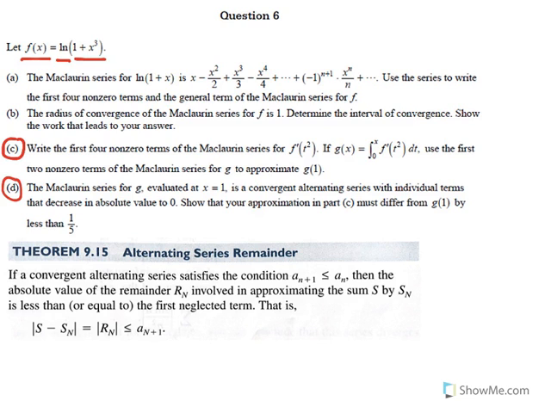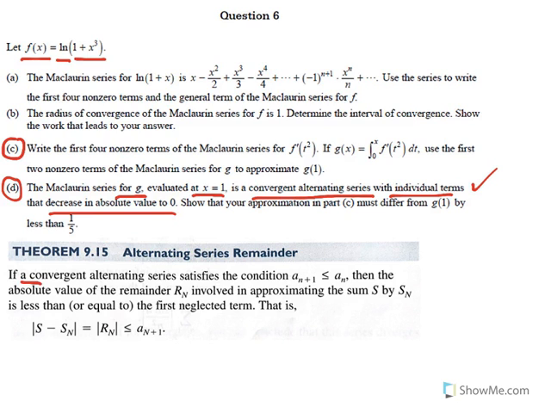In part D, it says the Maclaurin series for g, evaluated at x is equal to 1, is a convergent alternating series with individual terms that decrease in absolute value to 0. So that particular sentence is telling you that what you have is a convergent alternating series with individual terms that decrease in absolute value to 0.